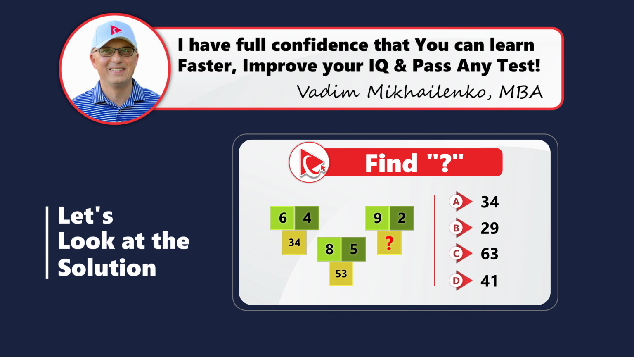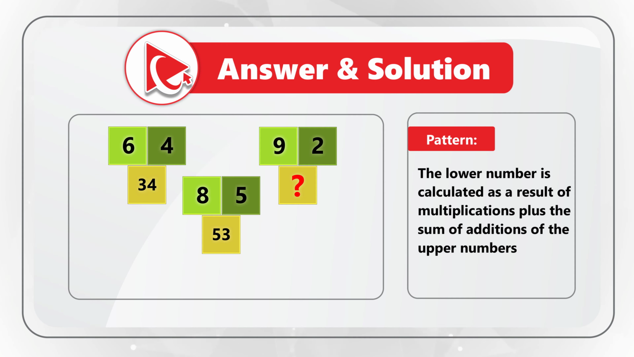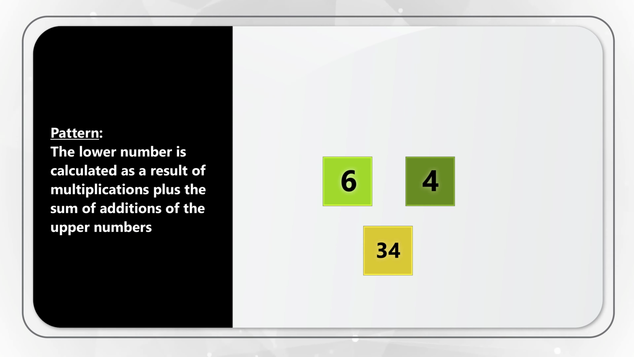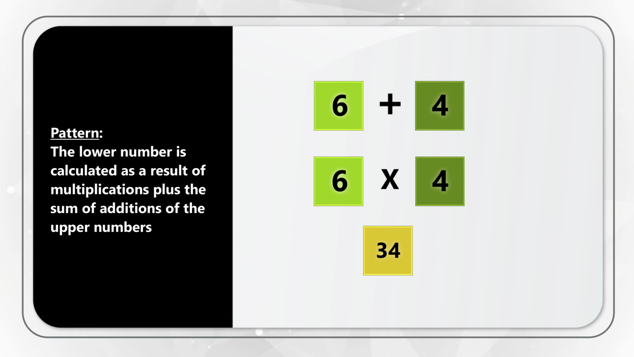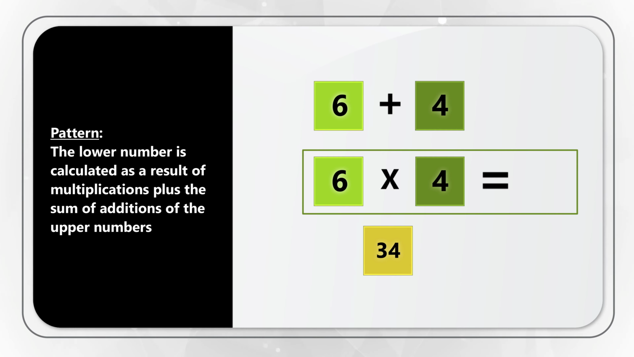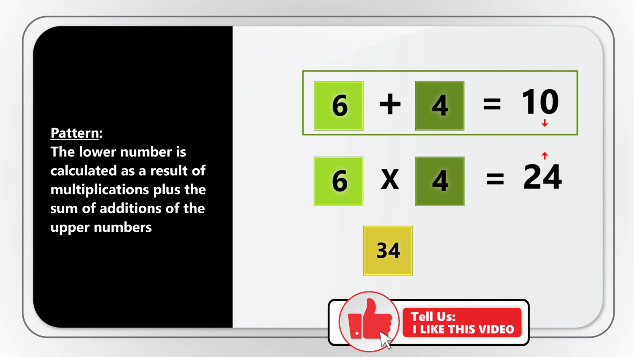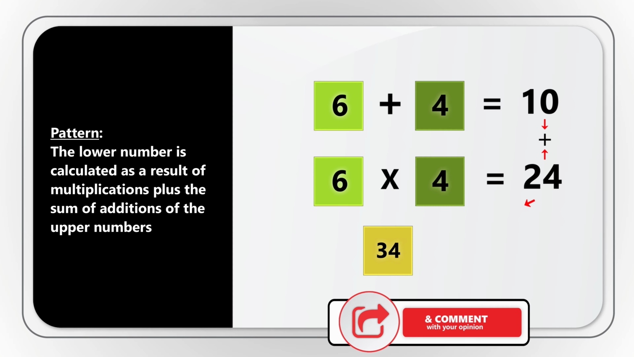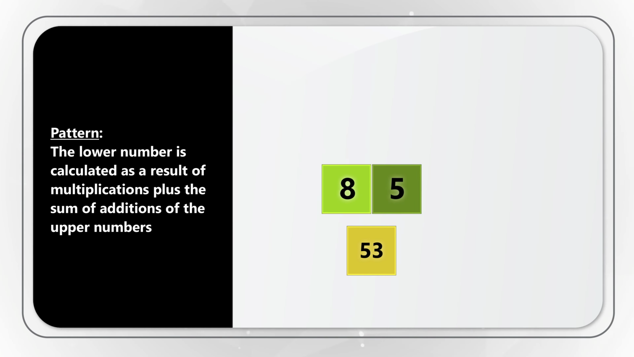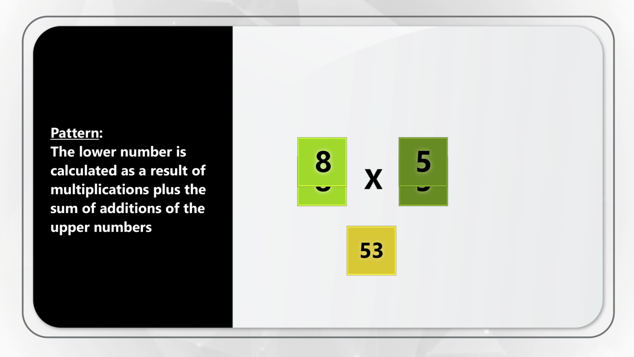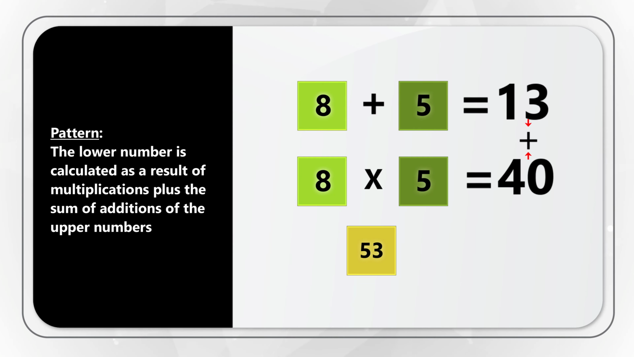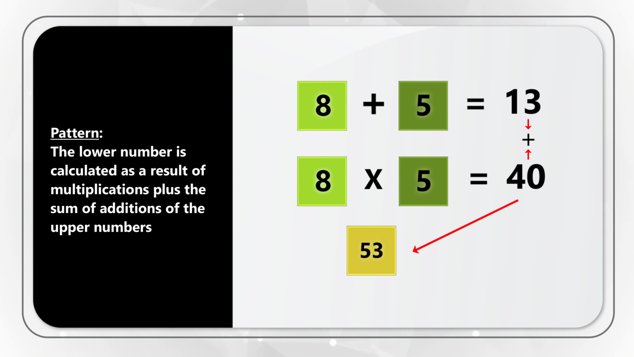And obviously, if you have a better way to solve it, please make sure to post in comments. I think there is a very interesting and unusual pattern here between the top 2 numbers and the bottom number. In fact, the lower number is calculated as a result of multiplication plus the sum of the upper numbers. Let's look at the example. For example, the first set of numbers is calculated as 6 multiplied by 4 plus the sum of 6 and 4, which would equal 24 plus 10 and equals 34. The next set of numbers is calculated as 8 multiplied by 5 plus the sum of 8 and 5, which would equal 40 plus 13, which would be equal to 53.